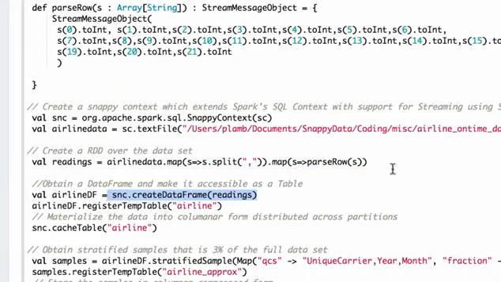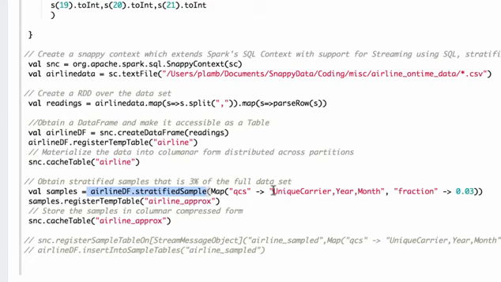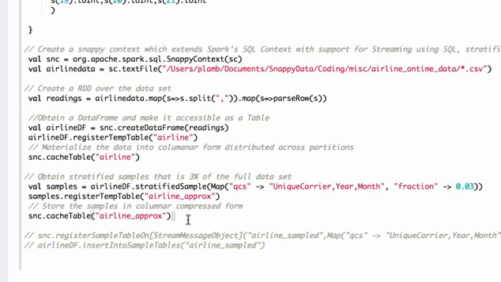And then what we do is take that data frame and use a method called stratified sample to take stratified samples across these three columns of the data: unique carrier, year, and month. And what we want to keep is about 3% total of the original exact data set. And we, of course, take that and put it into memory.